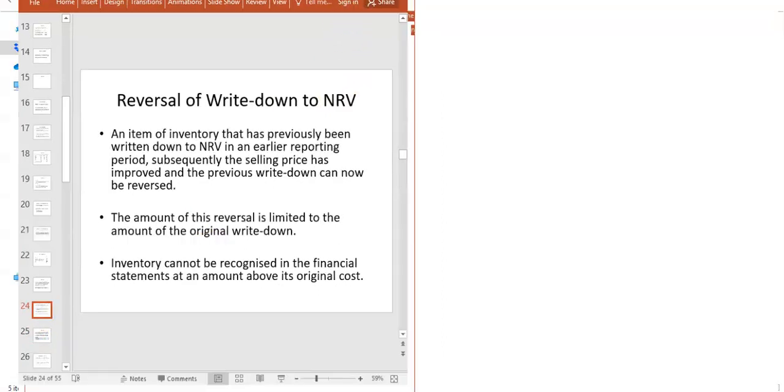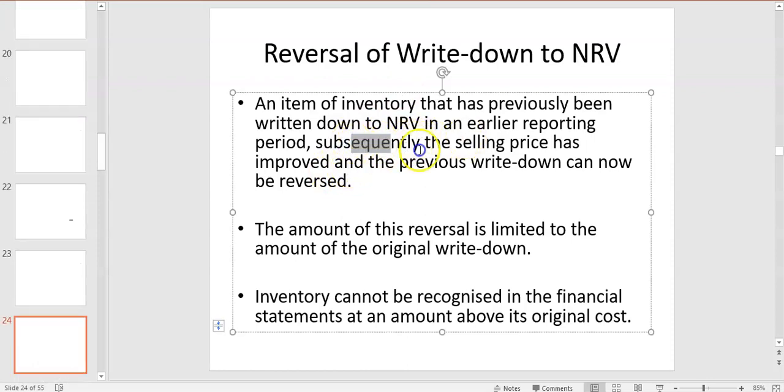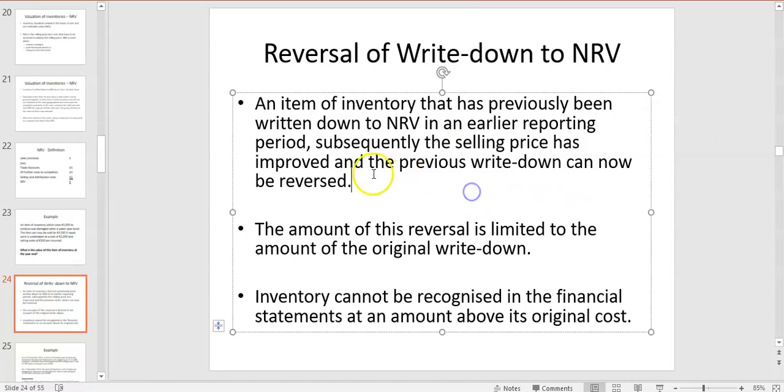Another issue that can arise in IAS 2 is, what happens if I previously wrote down a particular inventory, maybe because the market price had declined, and now I want to reverse that write down because the market prices have increased again and I can sell it for above cost. So an item that had previously been written down and the subsequent selling price has improved, you can reverse it. This is the only time you'll actually write it back up. But the amount of the reversal is limited to the amount of the original write down.